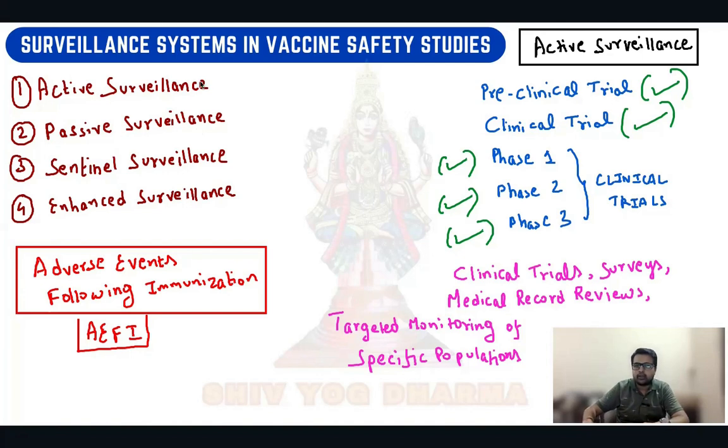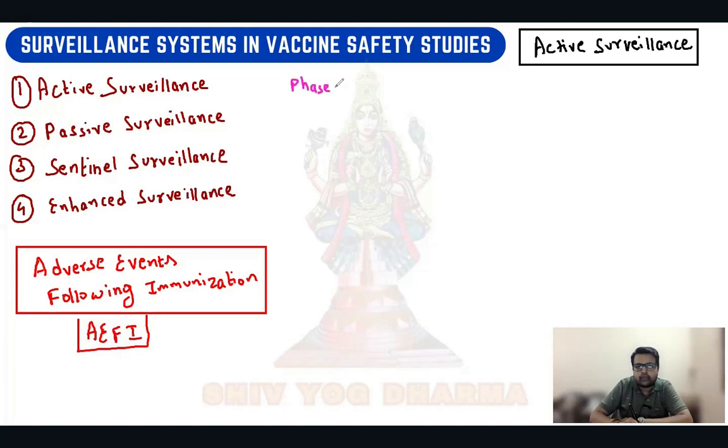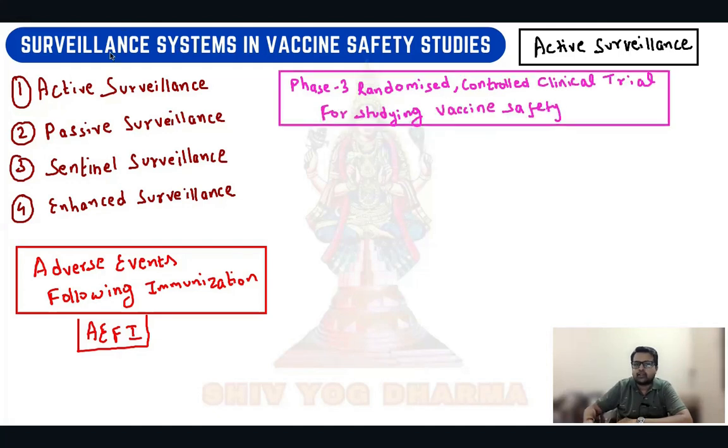So let's look at it. This long-term study is a part of active surveillance itself. Inside active surveillance, we will discuss the phase 3 randomized controlled clinical trial for studying vaccine safety. This long-term vaccine safety study is a gold standard, because it contains some very interesting aspects like randomization. There should be a control group present. All that we will discuss in detail. It's a gold standard. So first, let us look at some key features of this study.